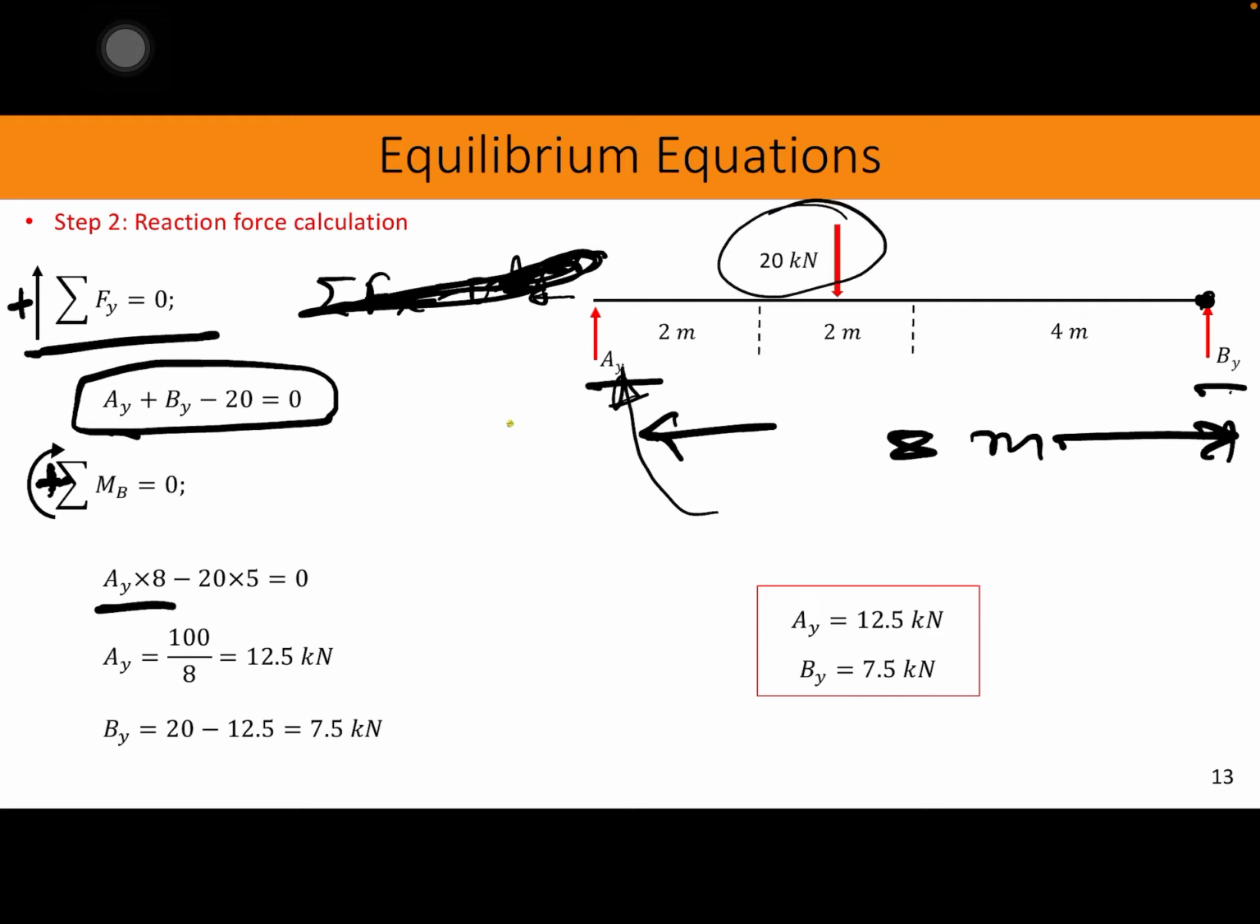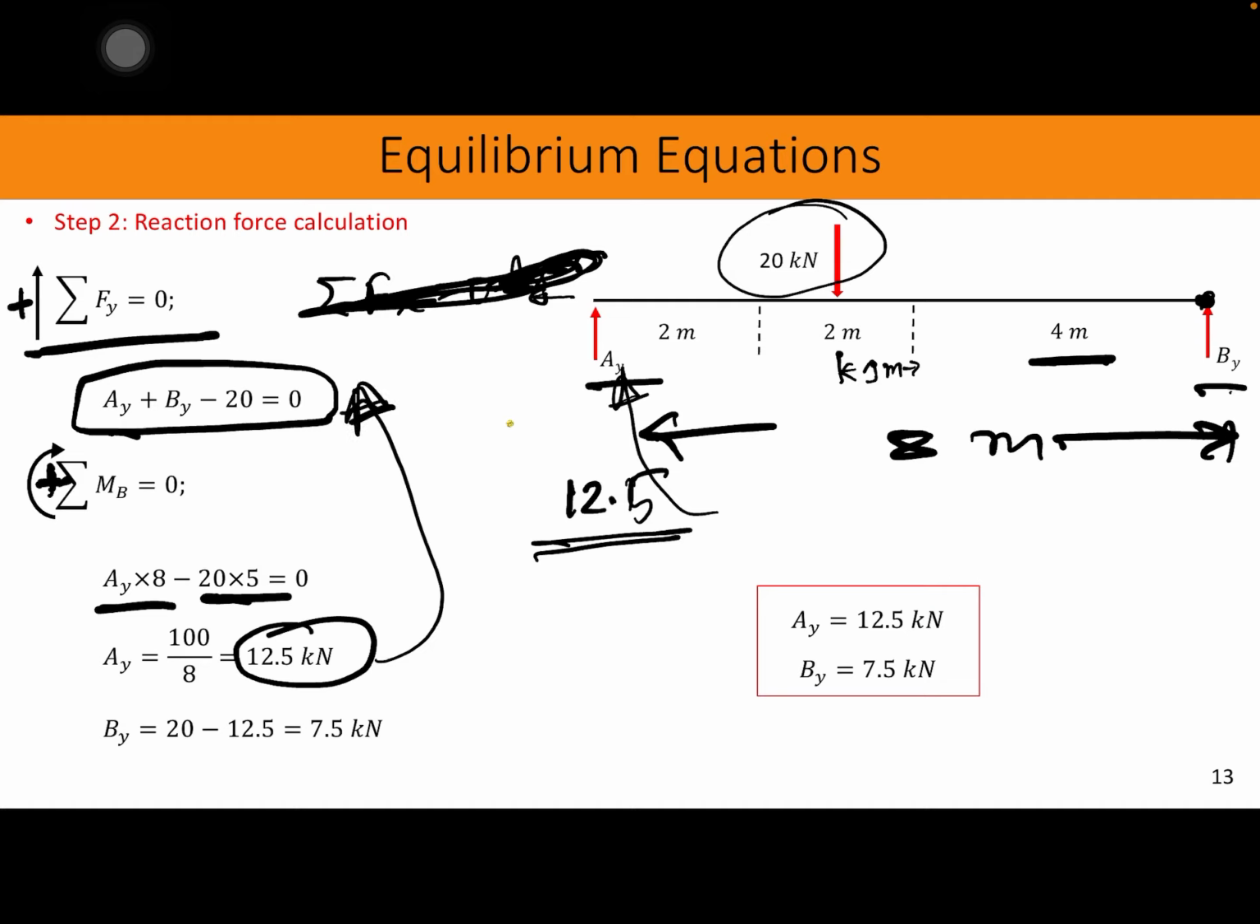Now this 20 kilonewton is creating a negative moment, which is counterclockwise. So we have 4 meters plus 1 meter right here, which means 5 meters. So 20 times 5, equals 0. From this equation I can solve AY, which is 12.5 kilonewton. Since the total is 20 kilonewton and one is 12.5 kilonewton, the other would be 7.5 kilonewton, or simply plug this value into the first equation. That's it, you get AY and BY.